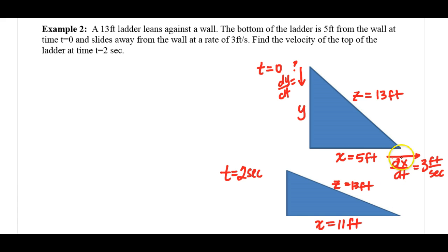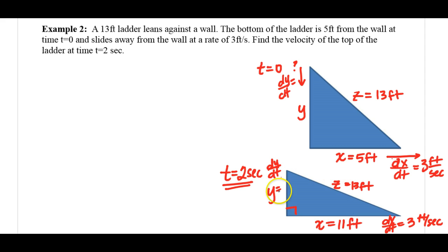But my dx/dt is the same. The rate of change, how fast I'm pulling it, is a constant. dx/dt is still 3 feet per second. So now I have to think about, what's the y value here? I'm still interested in finding dy/dt at this moment in time when x is 11 feet, z is still 13 feet, and eventually I'm going to need to find y, but we'll get to that. So this forms a right triangle. Again, I want to find dy/dt at this moment in time, so I'm dealing with these numbers, 11, 13, and eventually I'm going to have to solve for y. But for now, I want to relate the variables.